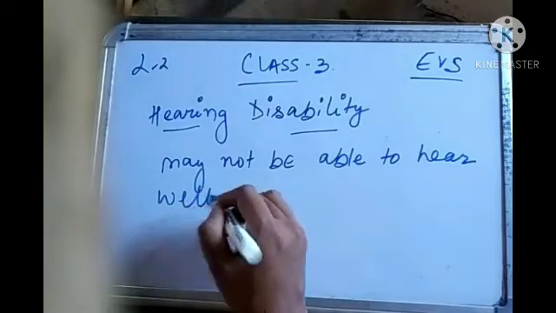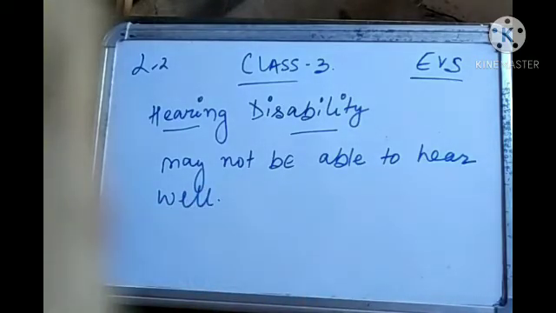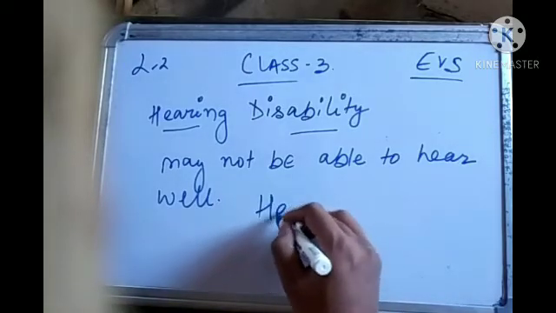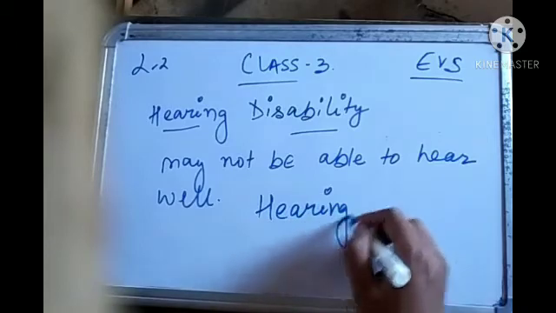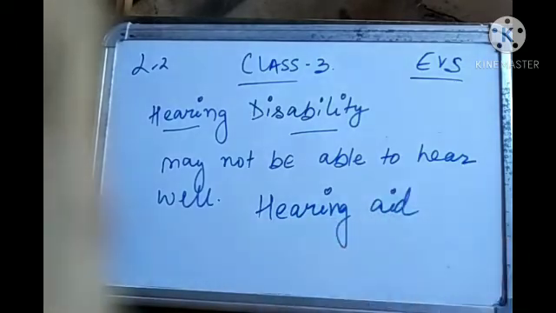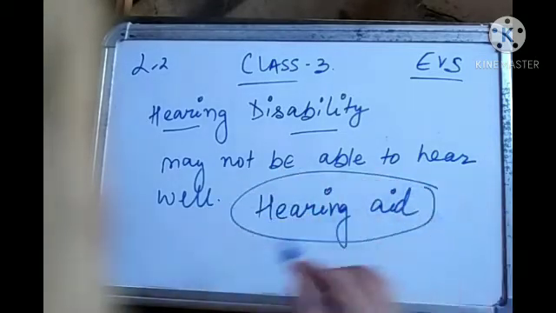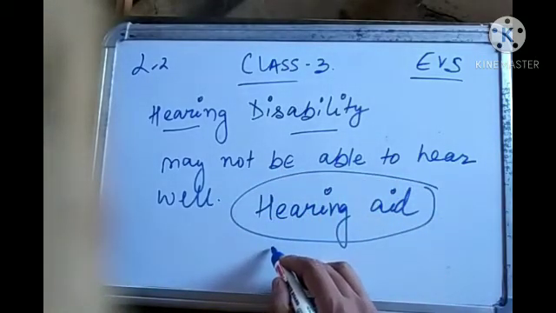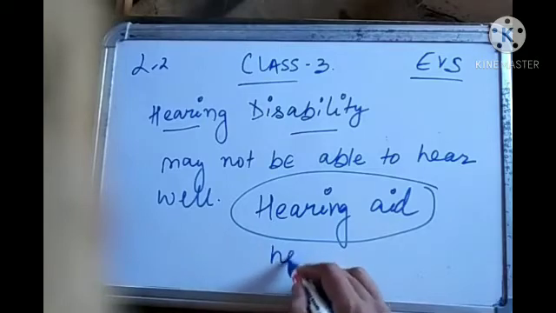We say that they are hard of hearing. They can improve. They can use a small machine called a hearing aid. It fits into the ears and helps them to hear more clearly. So by using hearing aids, they can hear more clearly.